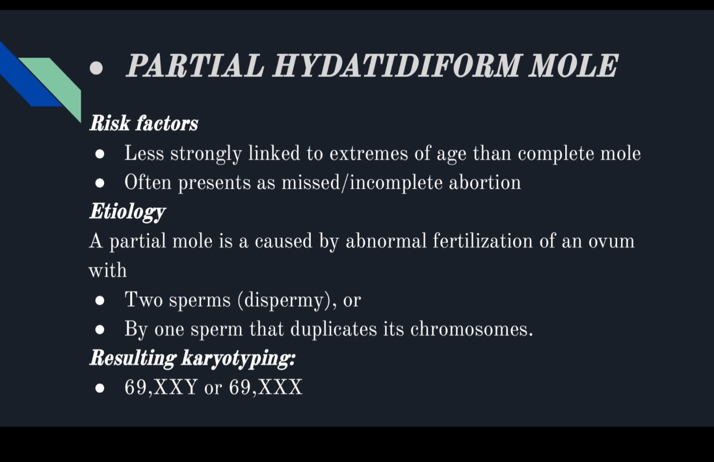And then we come to the etiology. In etiology, a partial mole is caused by abnormal fertilization of an ovum by two sperms, or by one sperm duplicating its chromosomes. The etiology is the same as complete hydatidiform mole, but there only an empty ovum is fertilized by the sperms, whereas here a mature ovum is fertilized by two sperms or one sperm that duplicates on fertilization. Here the karyotype is 69XXY or 69XXX, as the karyotype is triploid.